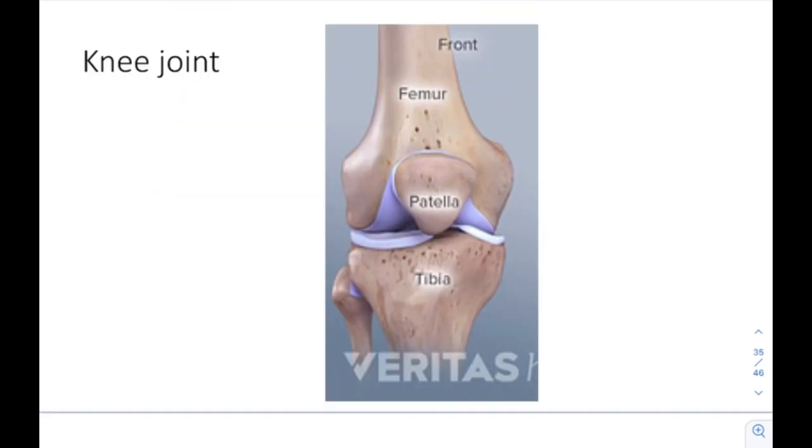Okay. So here we have the knee joint. It's formed from the femur and the tibia and the patella. So 3 bones articulating form the knee joint. The femur, the tibia, and the patella articulating form the knee joint.